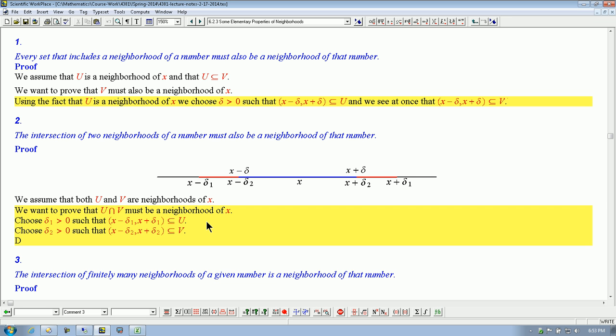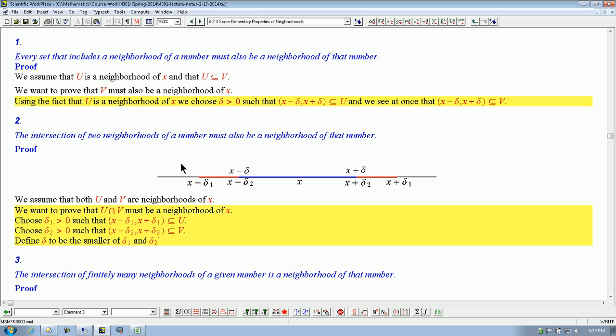The next word in this proof has got to be define. Define delta to be what? The smaller of delta 1 and delta 2. Define delta to be the smaller of delta 1 and delta 2, the smaller, right?